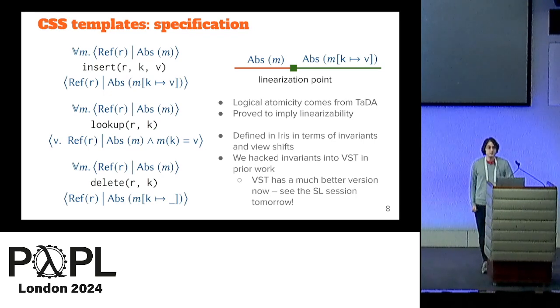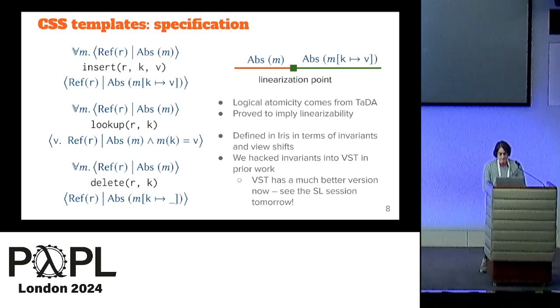And this logical atomicity has been formalized and mechanized in Iris in terms of its invariant and view shift mechanism, and that was what was used in the original template work. In work leading up to this, we kind of hacked invariants and ghost state into VST so that we could write and prove triples that look like this, and that's what we used for this work. I will be talking tomorrow in the separation logic section about a much better approach that VST takes to invariants and atomicity now. So definitely catch that if you're interested.